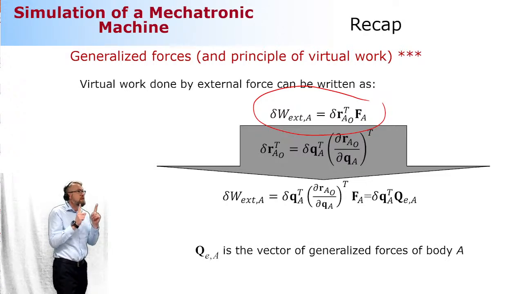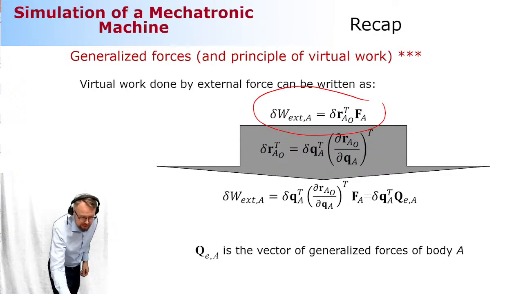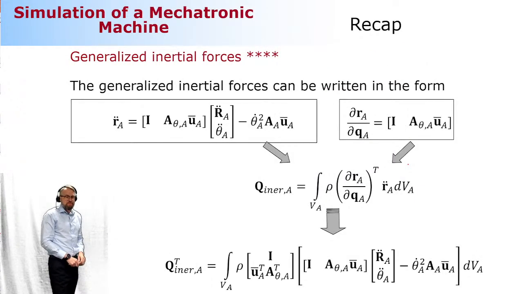So this is a mathematical tool that is doing the mapping for us, mapping from one coordinate system to another. That's what it is. And we can get generalized external applied forces. That's it. Generalized inertial forces, medium importance, mathematically very involving. But think about the concept rather than the mathematical details.